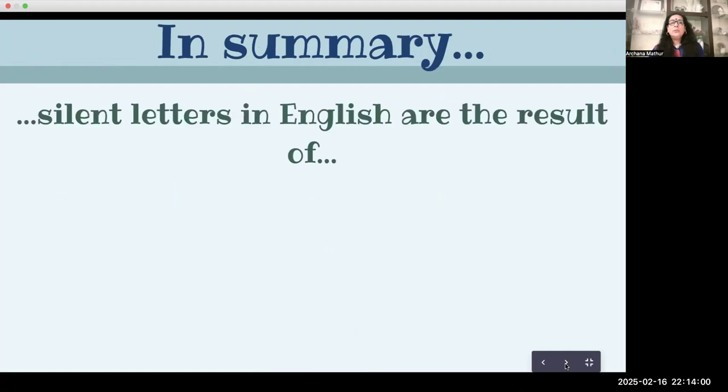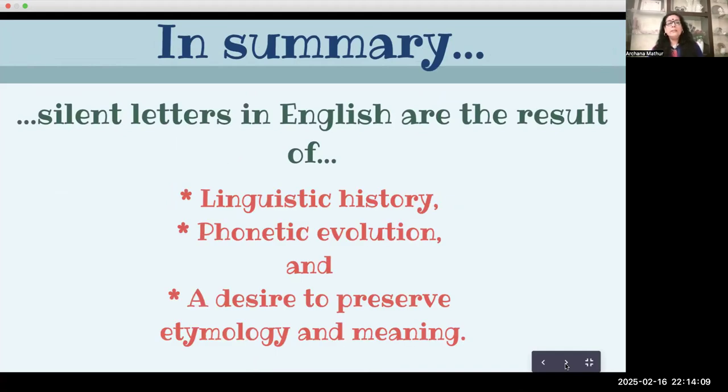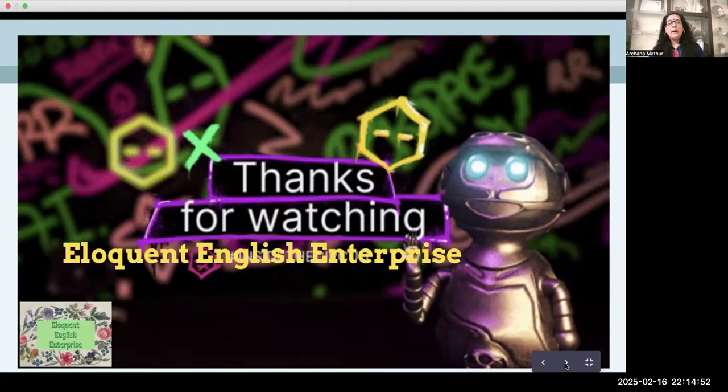So, to summarize, we can say that silent letters in English are the result of linguistic history, phonetic evolution, and a desire to preserve etymology and meaning. They exist in English because of the language's history, how its sounds have changed, and the wish to keep track of word origins and meanings. They have all combined to preserve them, even when they are no longer pronounced. So there are varied reasons why there are still silent letters when we write English words. And I've given you enough examples. I'm sure you'll be able to make out now why, though it used to be a mind-boggling situation where we would not understand why there were these letters which were silent.